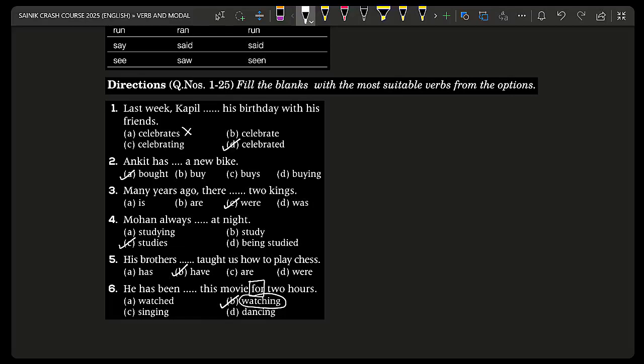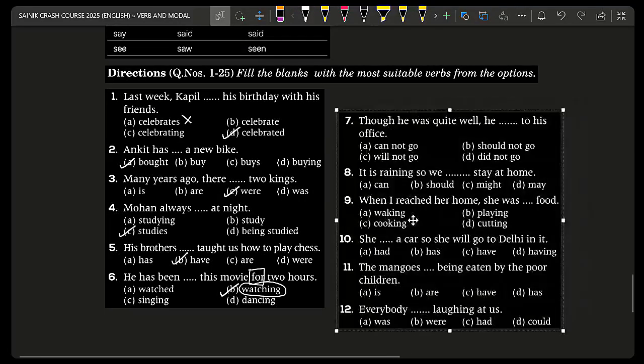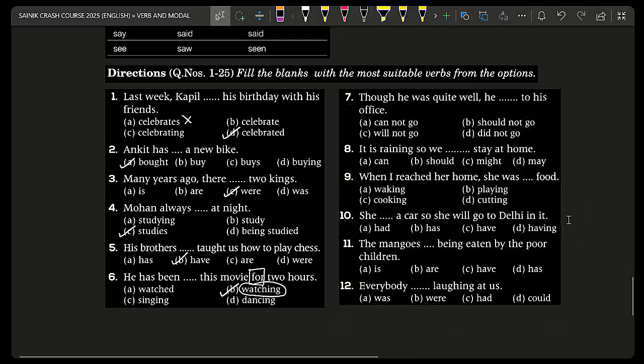You can mute yourself. And next student, Sriyash. Sriyash, are you ready to give the answers? Sir, yes, sir. Okay, wait a minute. Yes, Sriyash, can you read the seventh question now? But he was quite well. He dashed to his office.